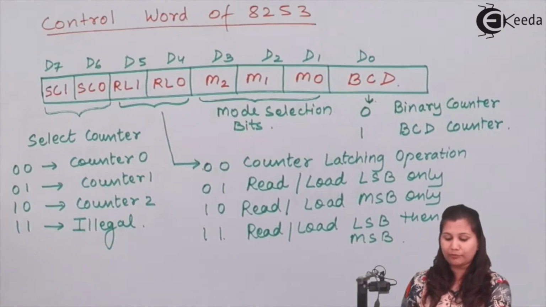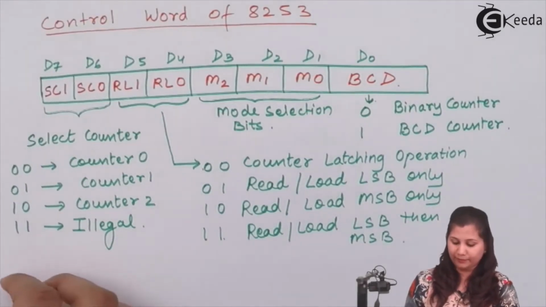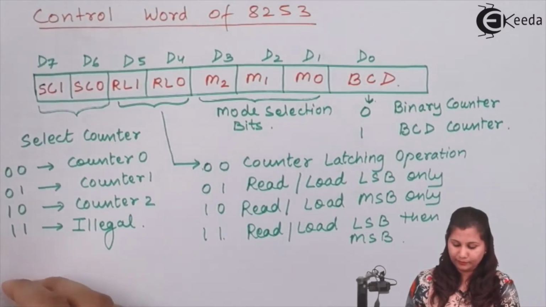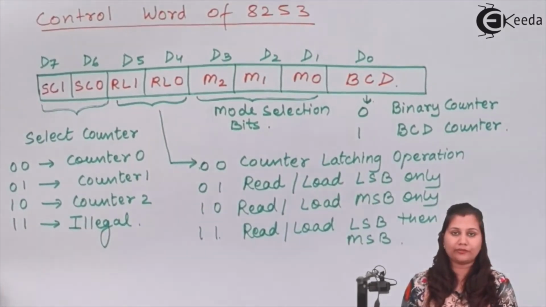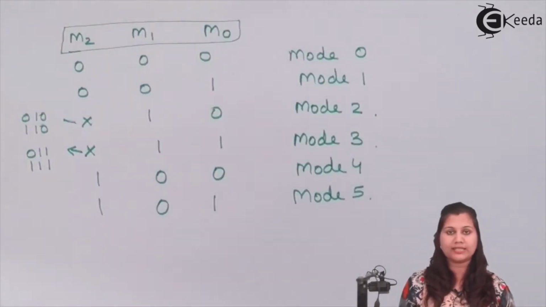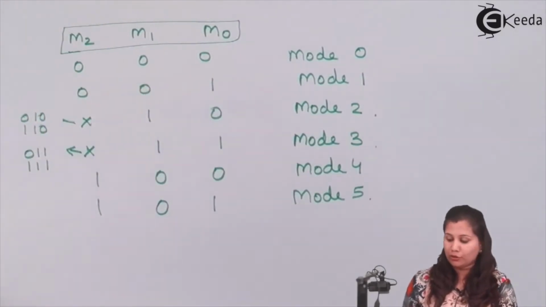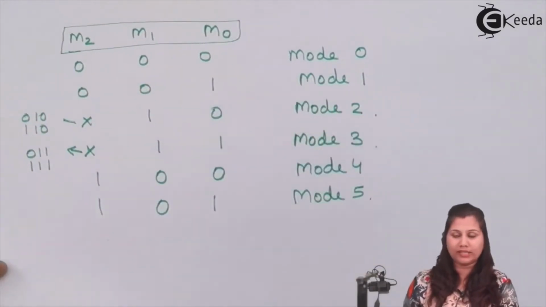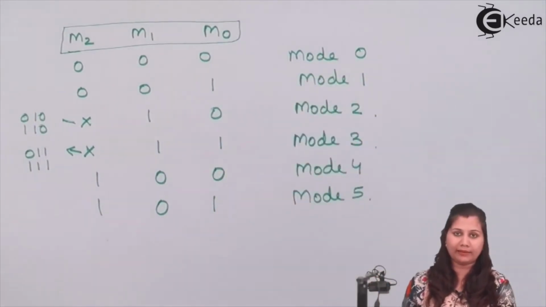So now let us come to the different modes of the 8253 IC. As I have said, this 8253 can operate in 6 different modes, and these modes are decided by the bits M2, M1 and M0. So let us start with mode 0, and let us first see what these modes are named.